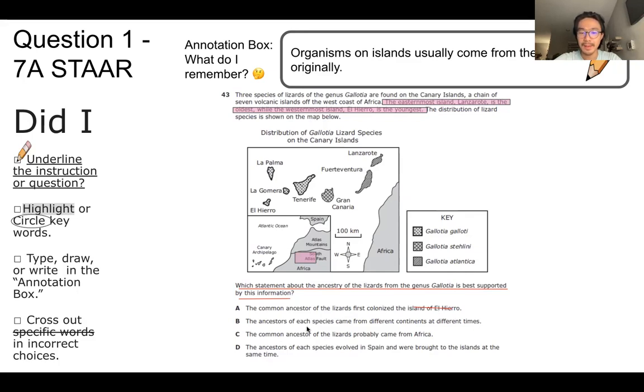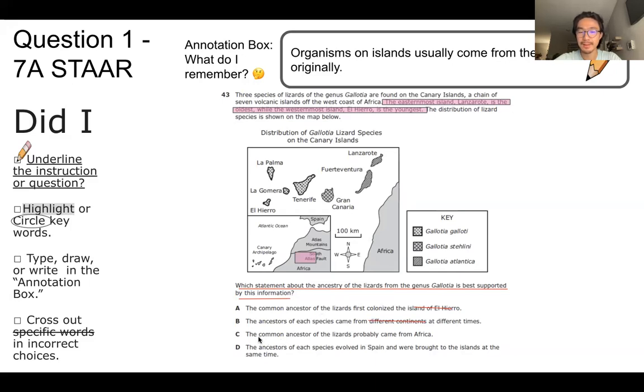Let's look at B. The ancestors of each species, so we have 3 species over here, came from different continents at different times. Well, if you look at the big map here, well, this is zoomed out, there's only really one continent that's close to the island, and that's Africa, right? So it usually comes from the place that's closest, not for instance the Americas or Europe, because that's much farther away. So it's not coming from different continents.